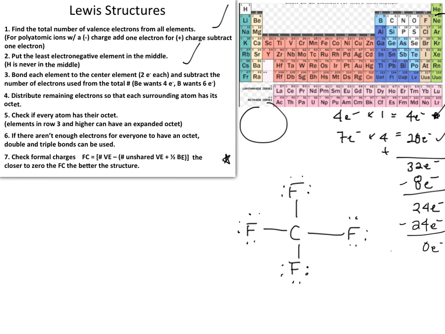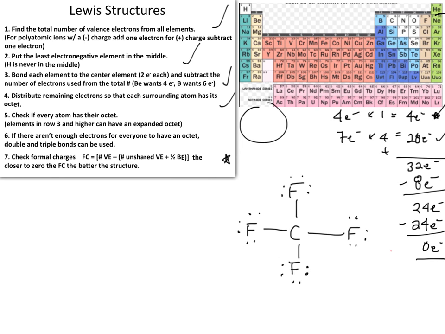Okay, so I've completed steps number 3 and 4, and I now need to move on to step number 5 to make sure that everybody has their octet. I no longer have any more electrons to distribute, so we have to see if everyone's happy or if we need to take additional steps. If we look at the carbon atom, notice that it is bonded to 4 fluorines. Each one of those bonds has 2 electrons. So 2 times 4 gives you a total of 8 electrons surrounding that carbon atom. So carbon has its octet.